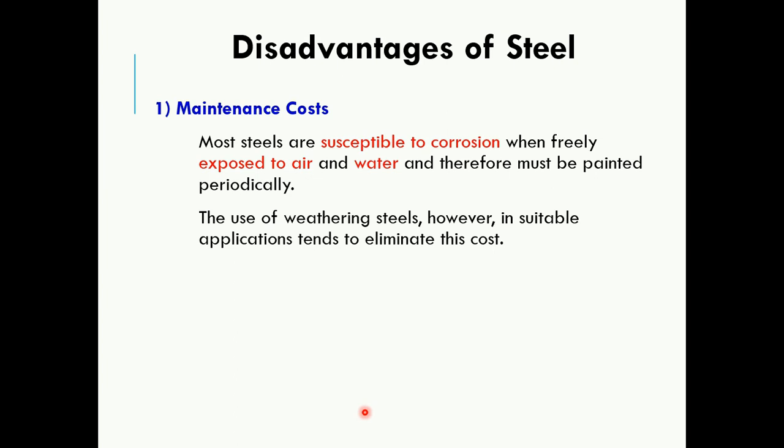So there are some disadvantages of steel. The first one is the maintenance cost, because steel is subjected to corrosion due to exposure to weather. So that's why we are required to paint the steel periodically. To eliminate this maintenance cost, sometimes we are using weathering steel. However, it can be expensive.